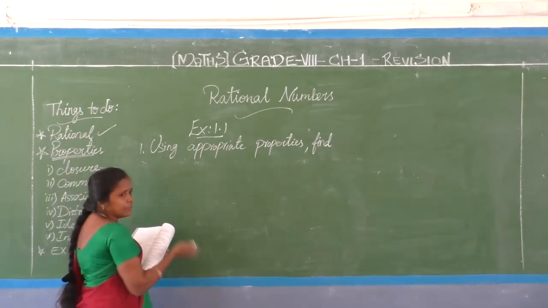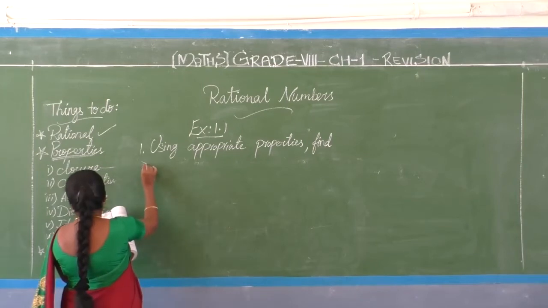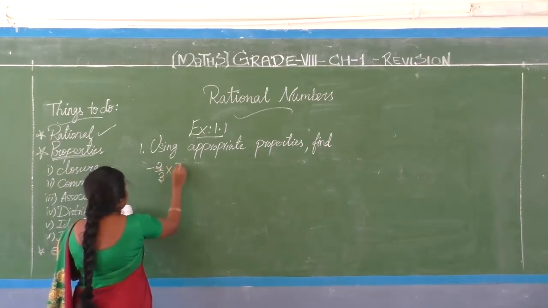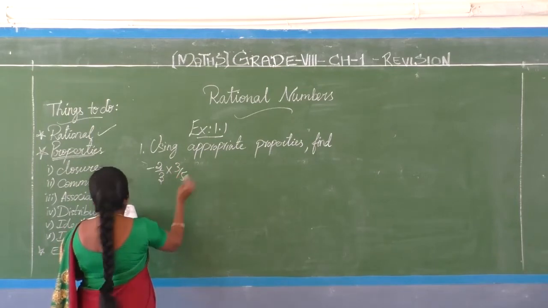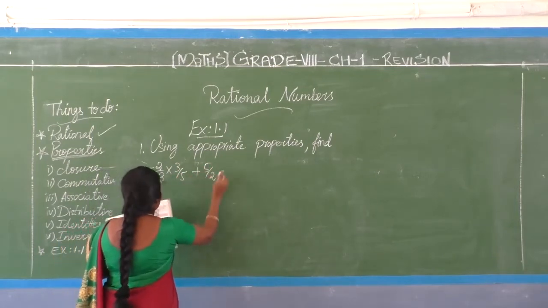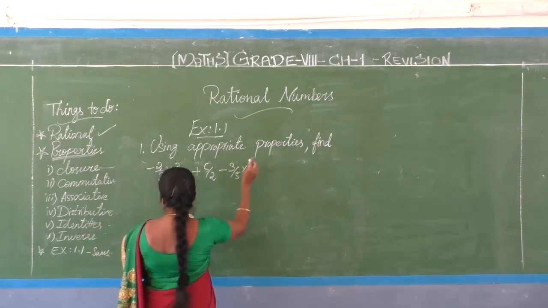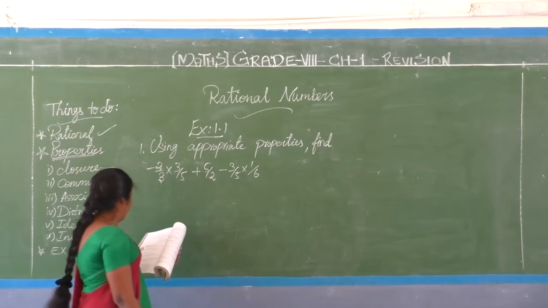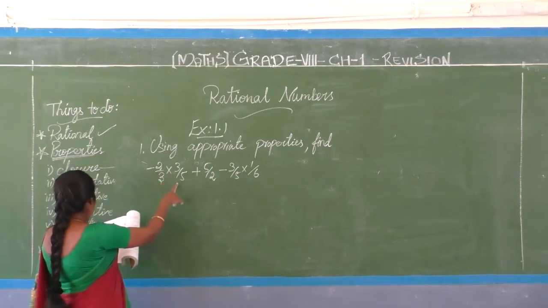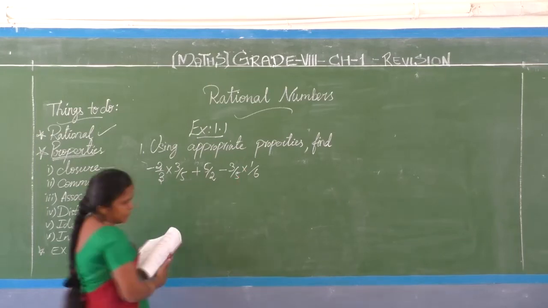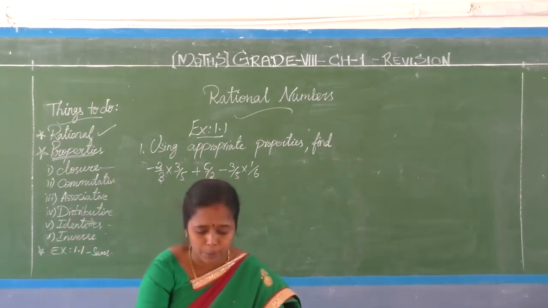In the first class itself I taught the concept. Now one more sum I put. Clear? Minus 2 by 3 into 3 by 5 plus 5 by 2 minus 3 by 5 into 1 by 6. What sum is given? Minus 2 by 3 into 3 by 5 plus 5 by 2 minus 3 by 5 into 1 by 6. This is to be solved using a suitable property. Clear?